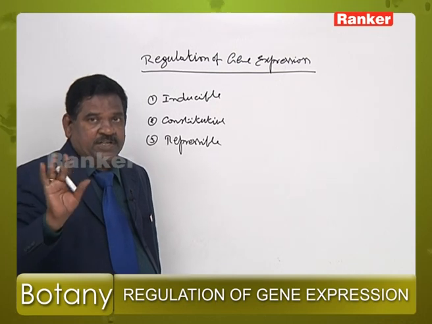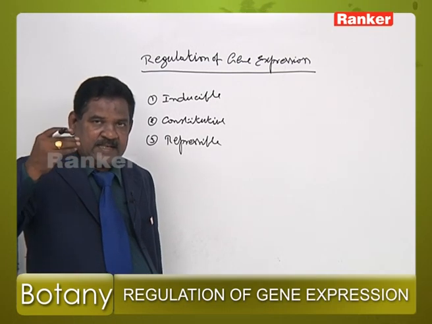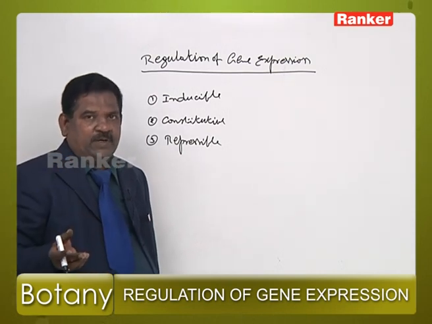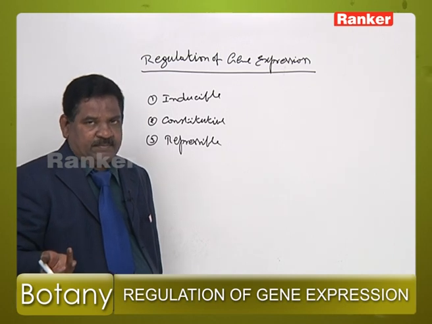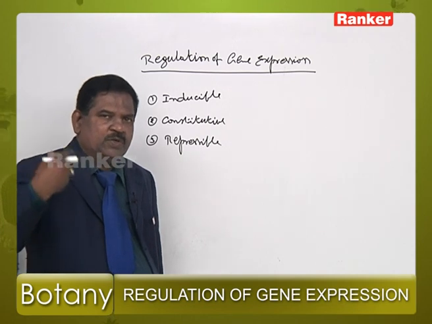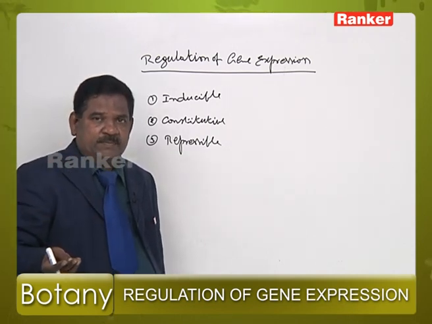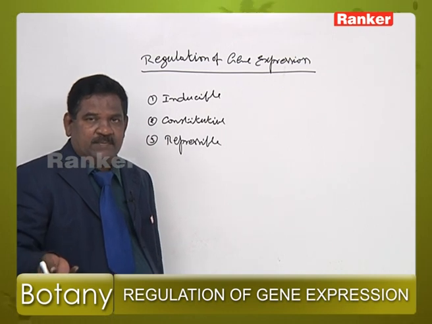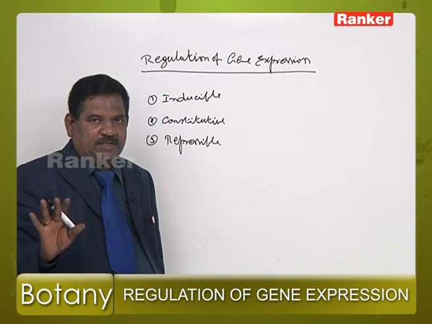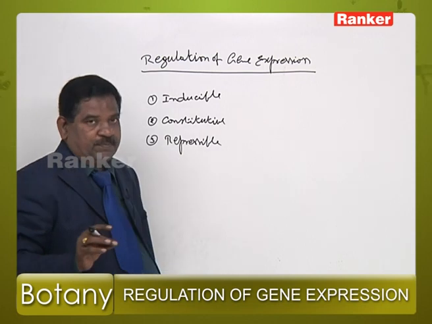Constitutive, no regulation. That means the gene expresses its character, its nature, always. For example, respiratory enzymes. No control. Those enzymes are produced always. Krebs cycle enzymes, glycolysis enzymes, they are produced always. No regulation. That type of control is called constitutive.